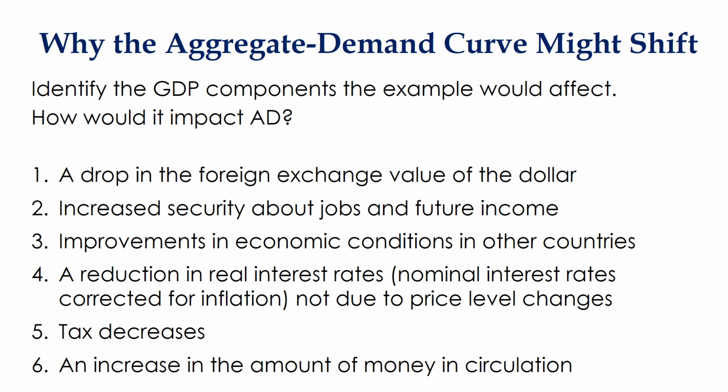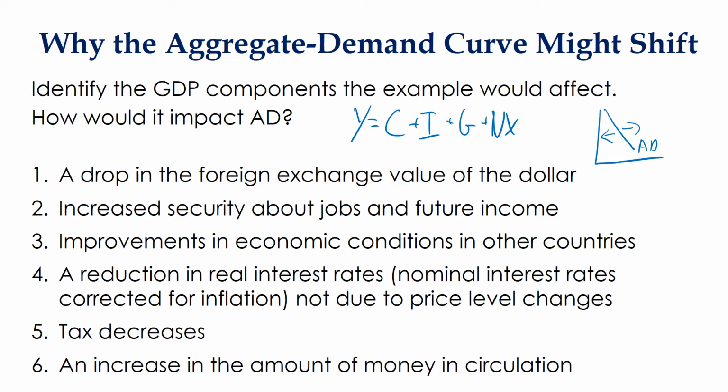All right, guys, final test. It says identify the GDP components the example would affect. How would it impact aggregate demand? So what are the GDP components? Y equals C plus I plus G plus NX, right? And then which way would it shift AD? Is it going to shift AD to the right, or is it going to shift it to the left? Pause this video, please, and work out the answers by yourself. This is easy stuff. Pause.